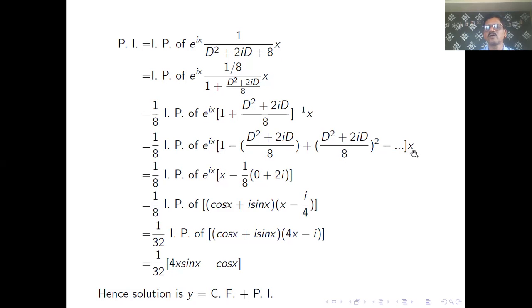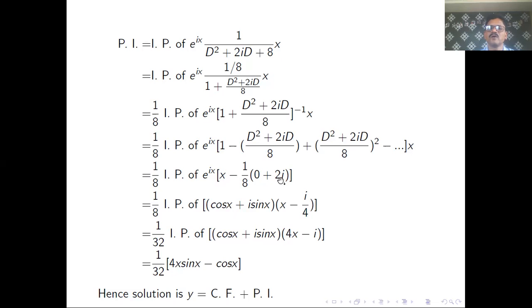Here remains D square of x. D square of x means the second derivative of x with respect to x, and that is 0, because the first derivative of x with respect to x is 1. So the second derivative of x with respect to x, you will get 0. So D square of x you will get to be 0, plus 2i as it is, and D of x, you will get what?